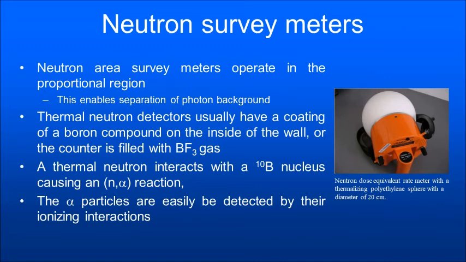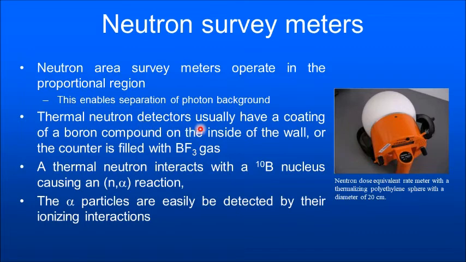Let us go on to neutron survey. Neutrons are normally to be surveyed in high energy linear accelerator. Neutron area survey meters operate in the proportional region. This enables separation of photon background. So that's an advantage here.